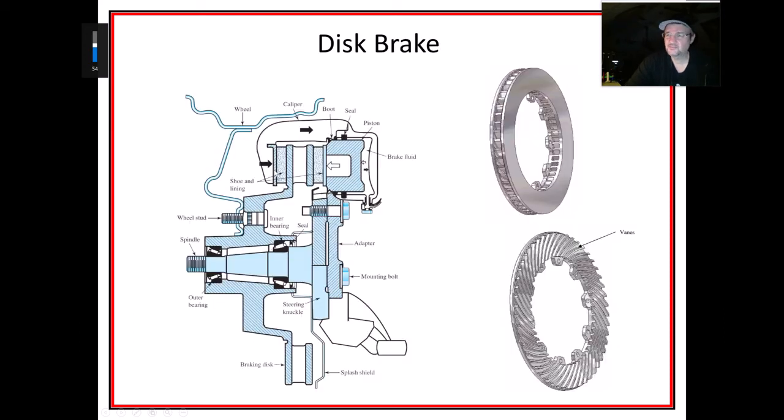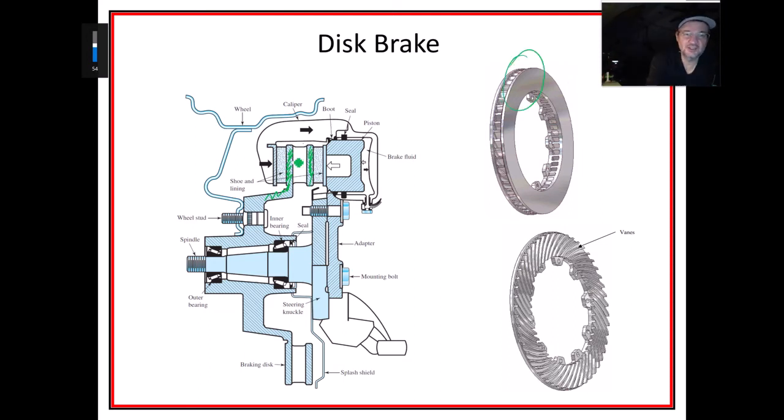Disc brakes. There's a similar thing going on here, but now this disc is rotating, and you've seen these disc brakes before probably. I showed a graphic of it in the last class. This is more of a close-up of the thing, and hopefully you could tell that this is the cross-section part of the disc brake right here. So that's like a part of this right here.